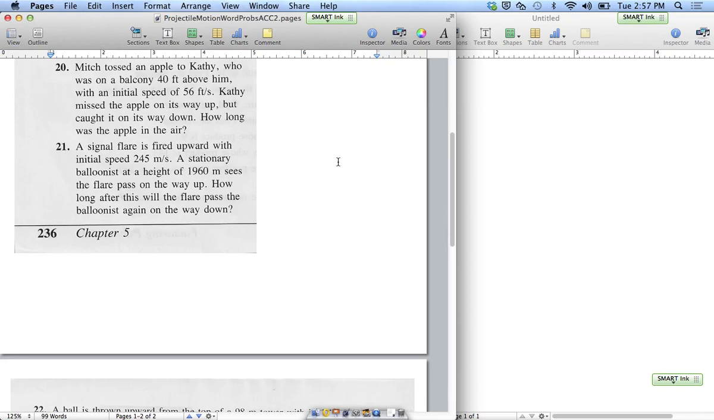Number 20 is slightly different. Mitch tosses an apple to his friend who's standing on a balcony 40 feet above him. The initial speed that he tosses is 56 feet per second. And she misses the apple on the way up, but she catches it on the way back down. So the question asks, how long was the apple in the air? So a little bit of thinking involved here with this problem.